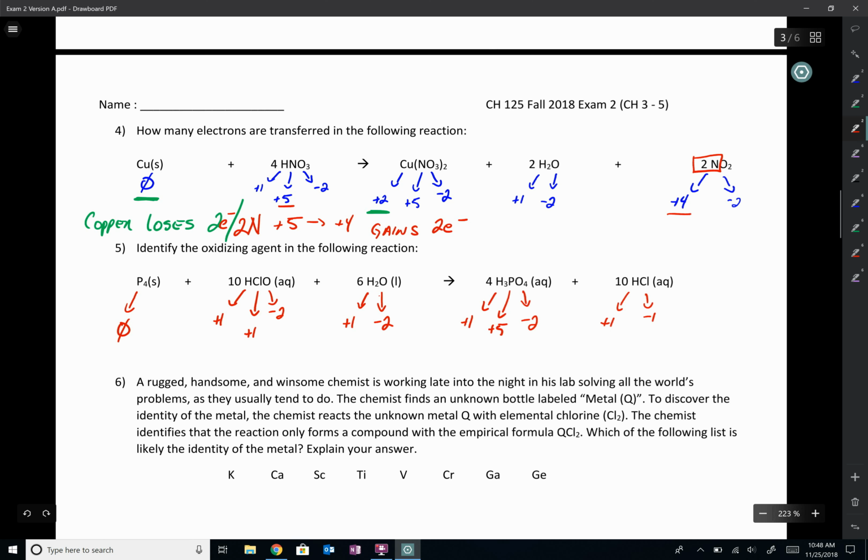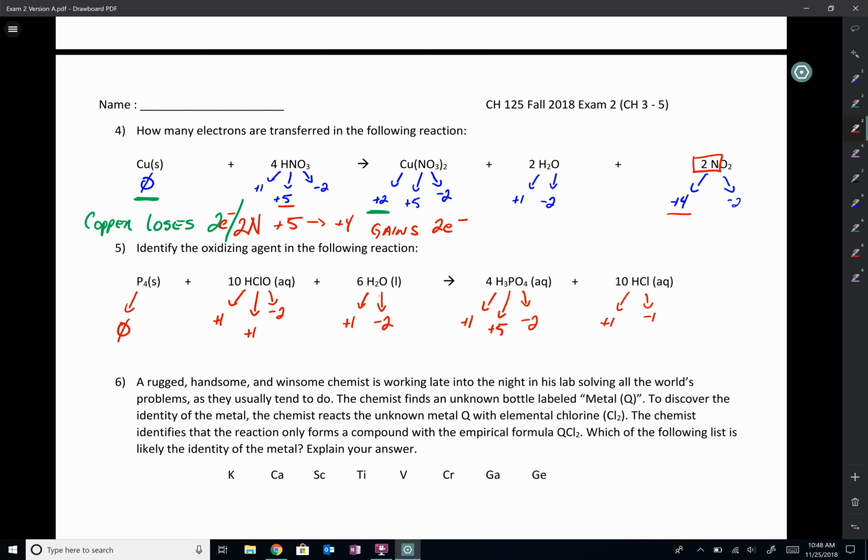So we're asked to identify the oxidizing agent. Okay. So what is an oxidizing agent? Well, an oxidizing agent is something that causes oxidation to happen. An oxidizing agent is an agent of oxidation. It's something that causes oxidation to happen.